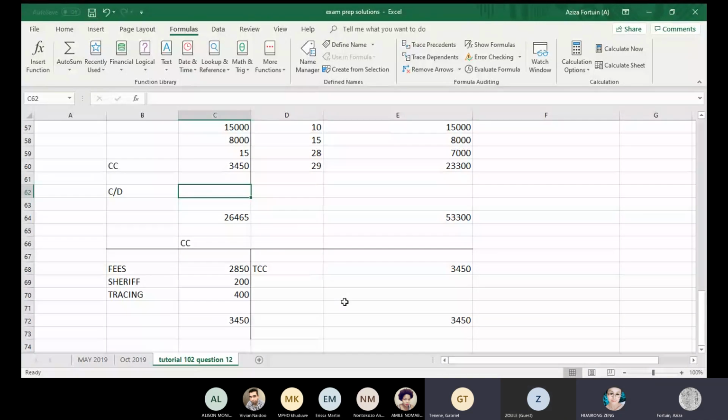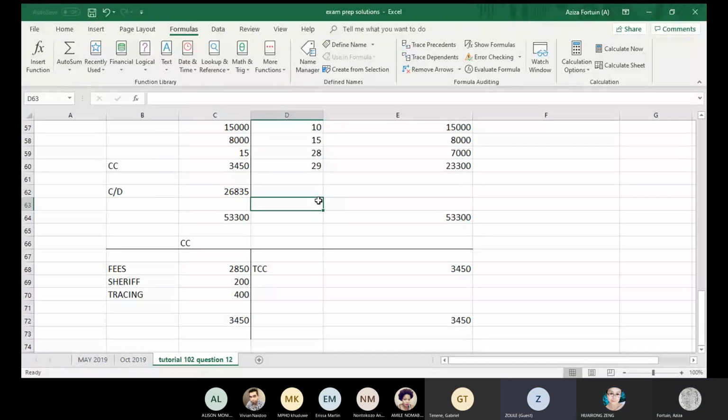Which 2,850? Yeah, I will just explain. Yes, please. Because, Maggie, on day 10 you collect 15,000. 10% is 1,500, limited to 1,000. And for day 15, the collection is 8,000. 10% is 800. And day 28, collection amount 7,000. 10% is 700. So you add up 1,000, 800, 700. You get 2,500 rand.